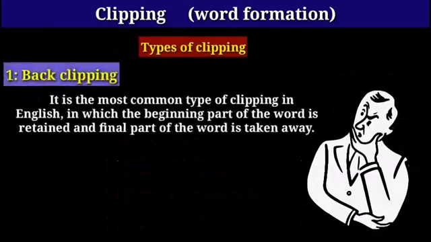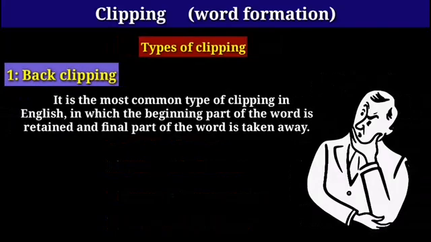What are the types of clipping? Number one, back clipping. What's the meaning of back clipping? It is the most common type of clipping in English, in which the beginning part of the word is retained and the final part of the word is taken away.